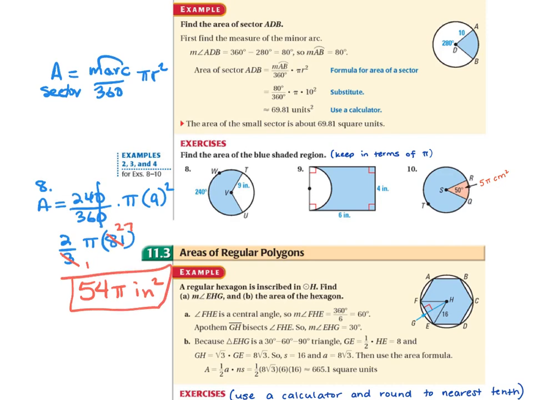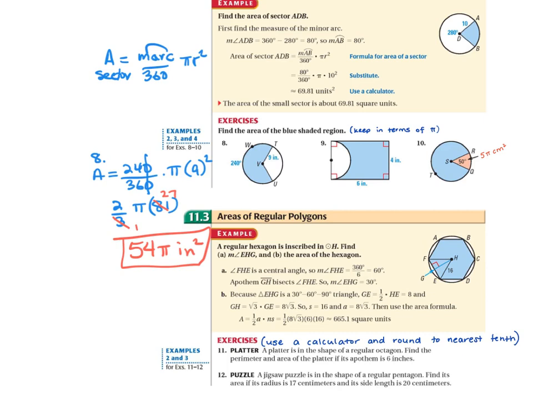For number 9, again, it wants the area of the shaded region. So what I'm going to do first is find the area of the rectangle, and then I'm going to subtract out half of the circle, or the semicircle area. For area of a rectangle, remember it's base times height, or length times width. So I'm going to do 4 times 6.